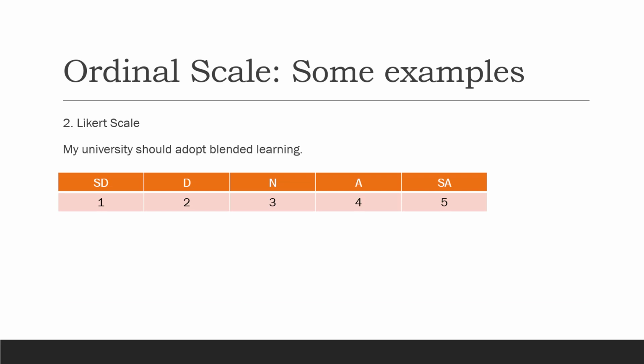Okay, we're going to go to the truly Likert scale. Let us move to the Likert scale, and we have one statement for the respondent as an example here. My university should adopt blended learning. We want the respondent to indicate their true opinion regarding the adoption of blended learning at their school. So we have 5 response categories from strongly disagree to strongly agree. They are going to circle one answer or one number reflecting their true opinion.